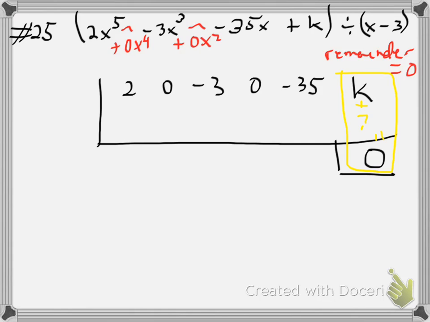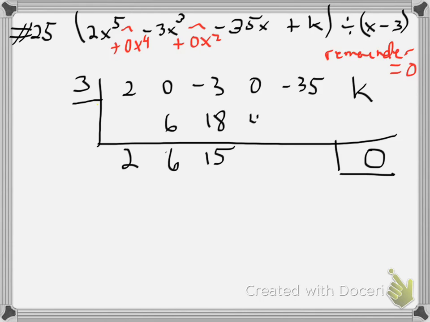So let's go through it here. And then they say that we're going with the opposite of negative 3, which is 3. So again, add down. That's 2. 3 times 2 is 6. 0 plus 6 is 6. 3 times 6 is 18. Negative 3 plus 18 is 15. 3 times 15 is 45.